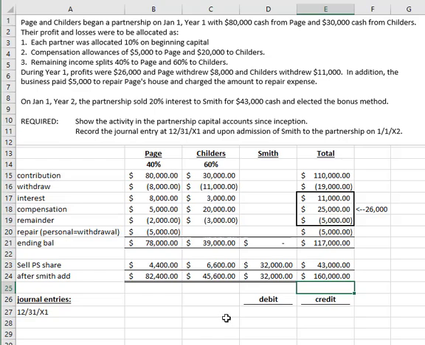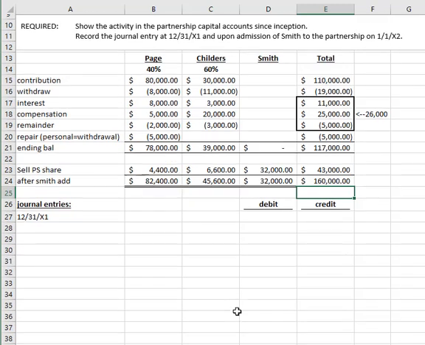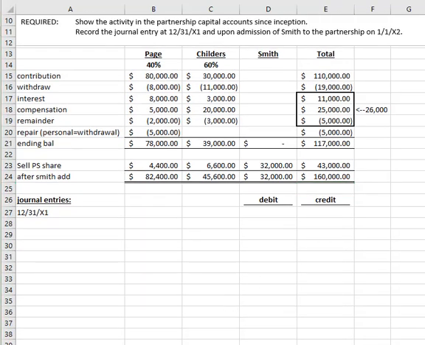So what are the journal entries here that need to be made? The first thing we're going to do is correct that expense that was charged to the partnership that should have been counted as an additional withdrawal. Let's do that. So we're going to add $5,000 to the withdrawal account for Page, and we're going to credit the repair expense. Okay, so now we're going to allocate that summary. Let's change my note, since we adjusted profits to the new amount here.